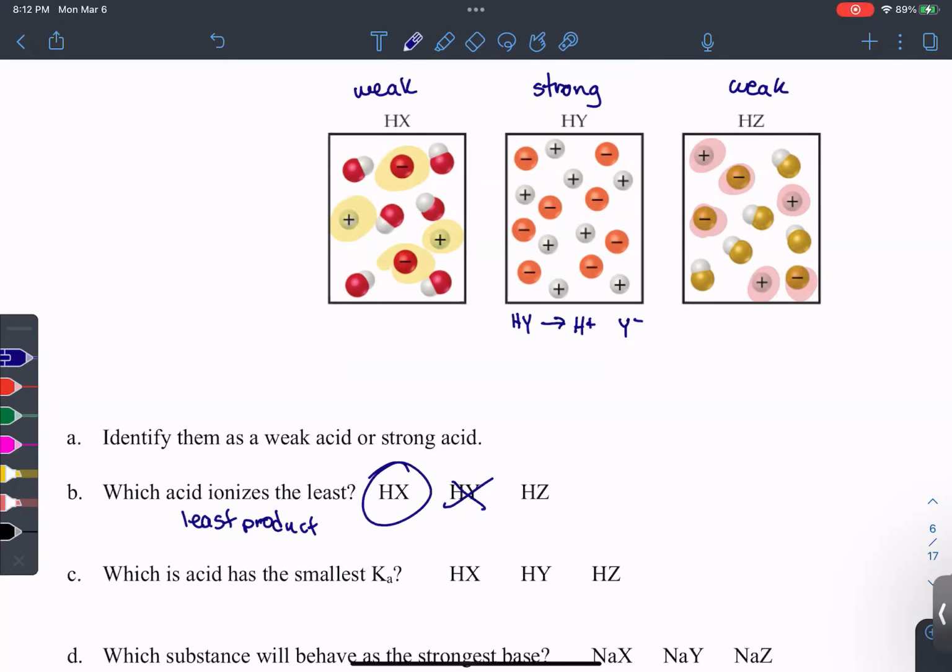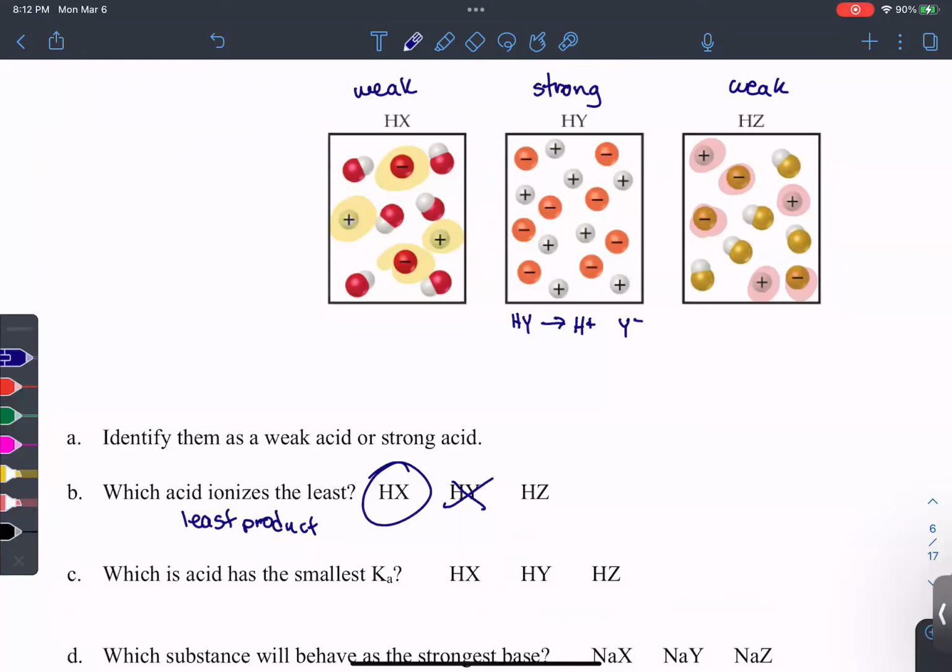Okay. So which acid has the smallest Ka value? What does that mean? The one that's the weakest acid? Yeah, the one that's the weakest acid. So the one that is the weakest acid, does that donate a lot of H+ or not a lot of H+?